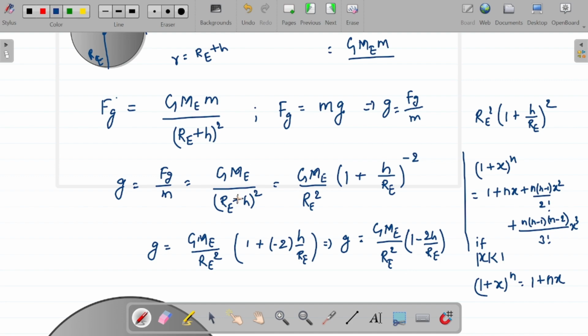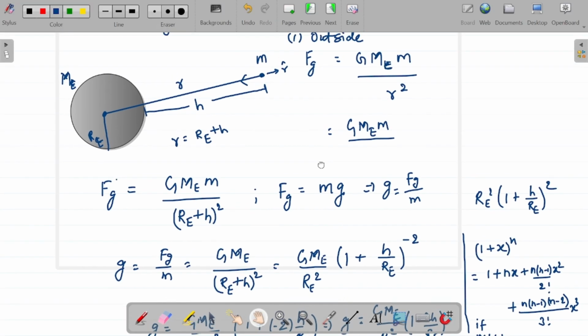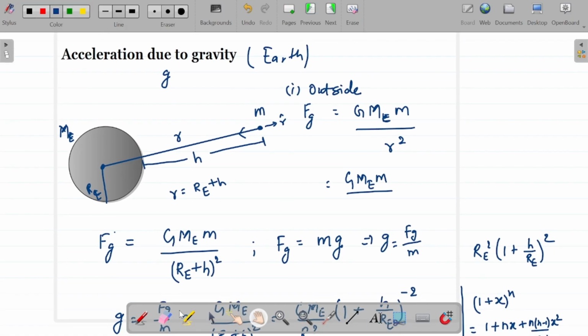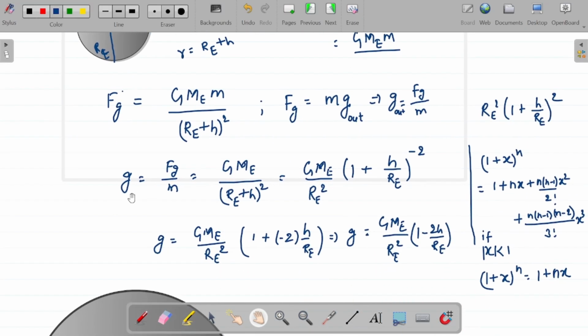So at any distance. And what about h is 0, meaning on the Earth's surface? In that case, let me do one thing here. Notations should not be colliding with each other. So in this particular case, I am writing g outside as g out. So everywhere we are taking g outside, and then we will have here g outside. Soon you will understand why I have written g outside.